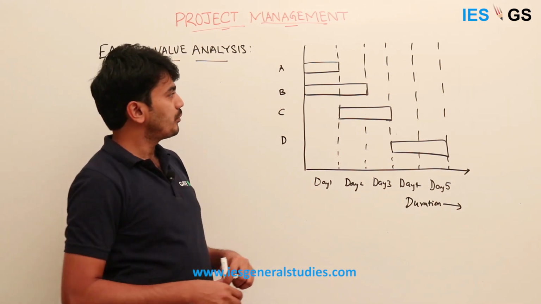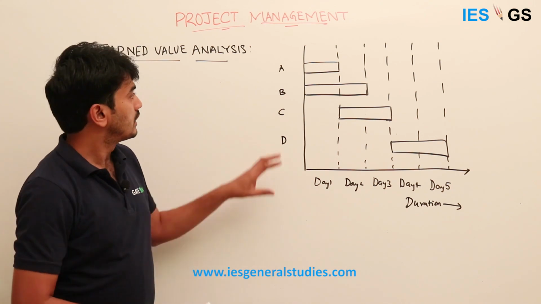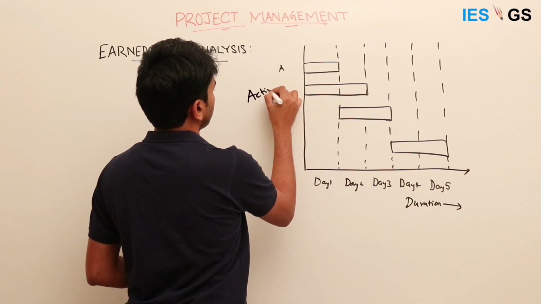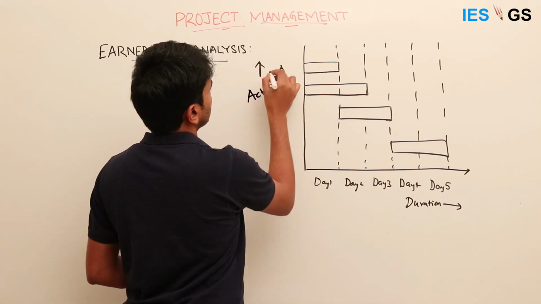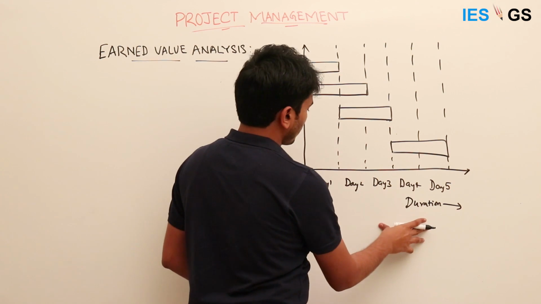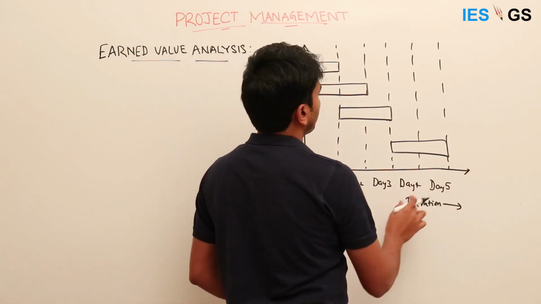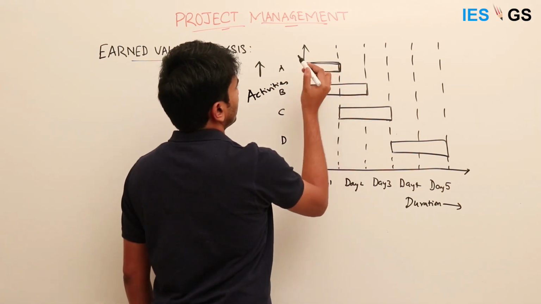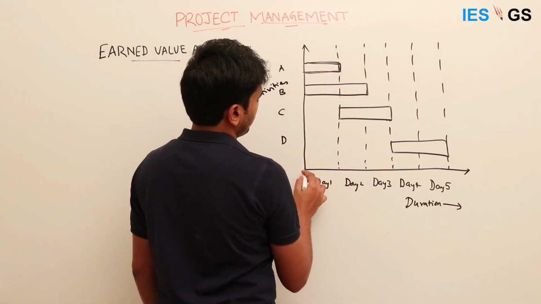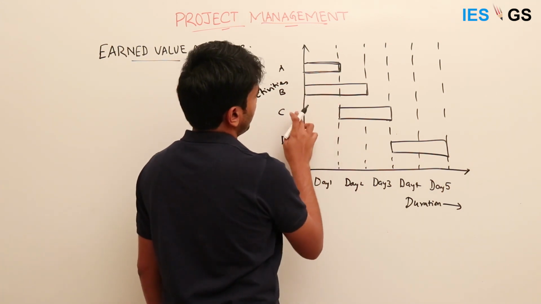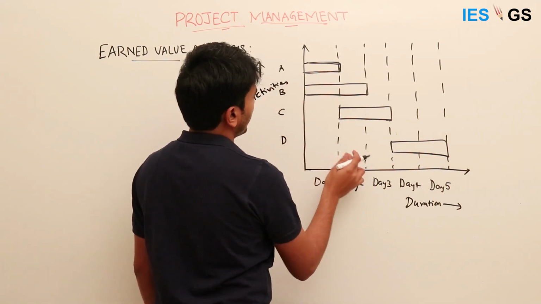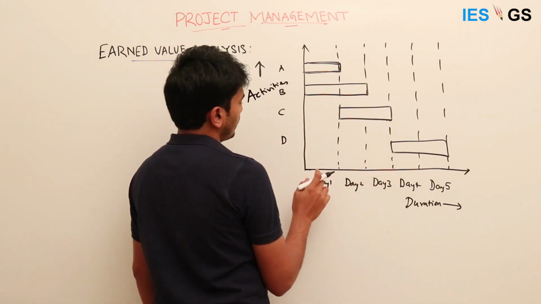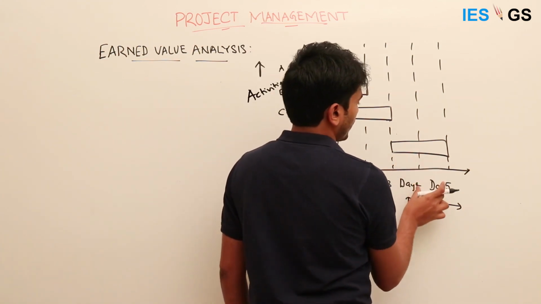So let us take an example and see how it works. Here we have listed these activities A, B, C, D on the y-axis, and on the x-axis the duration: day 1, day 2, day 3, day 4, day 5. These bars indicate activity A being performed on day 1, B performed over 2 days, day 1 and day 2, C over day 2 and day 3, a duration of 2 days, and activity D on day 4 and day 5.